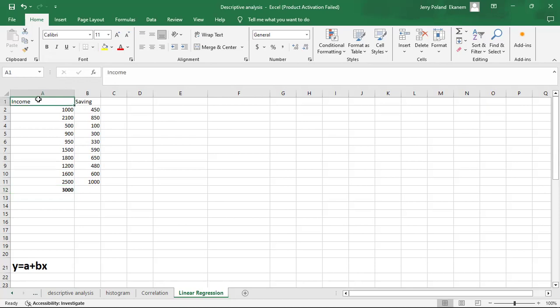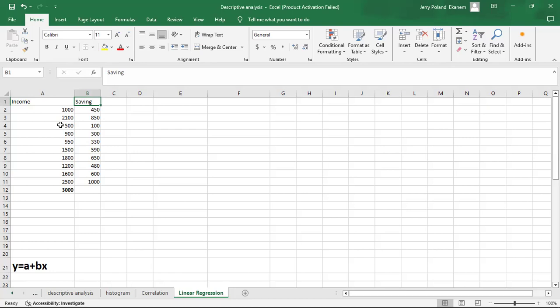So we have income and saving, these two columns down. For someone who earns 1,000 as income, how much does he save? He saves 450. For 2,100, he saved 850, and all this information is given. So the income here is what we call the independent variable, and saving is the dependent variable, because you have to know how much income you have in order to know how much you're going to save. So saving is dependent on the income.